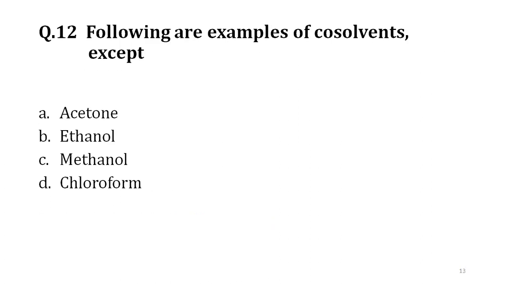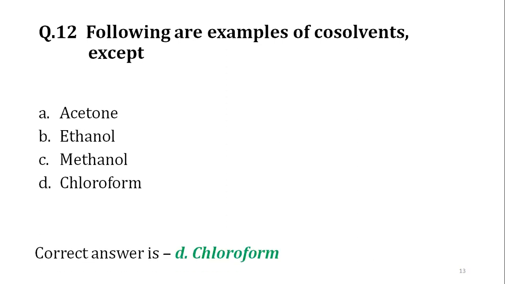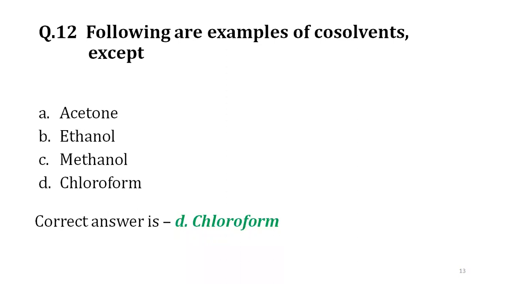Question number 12. Following are examples of co-solvents except: Option A acetone, B ethanol, C methanol, and D chloroform. So what will be the answer? The correct answer is D, that is chloroform.